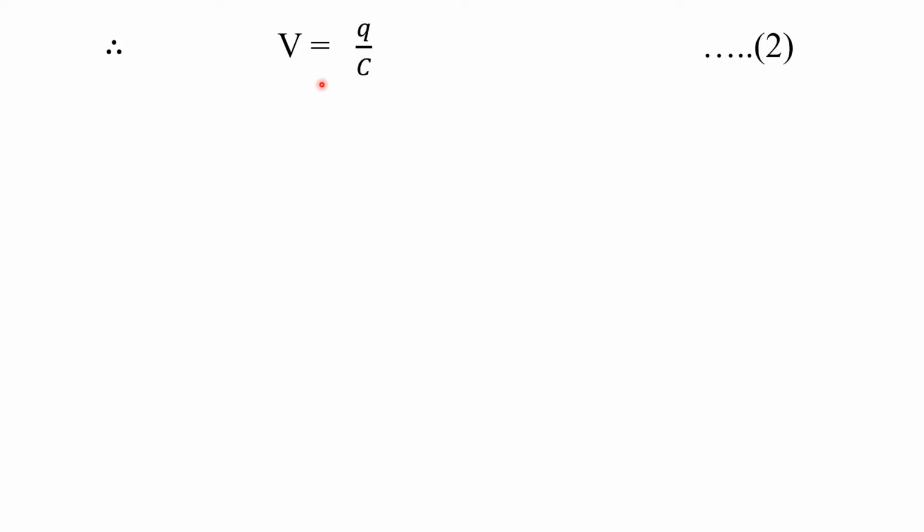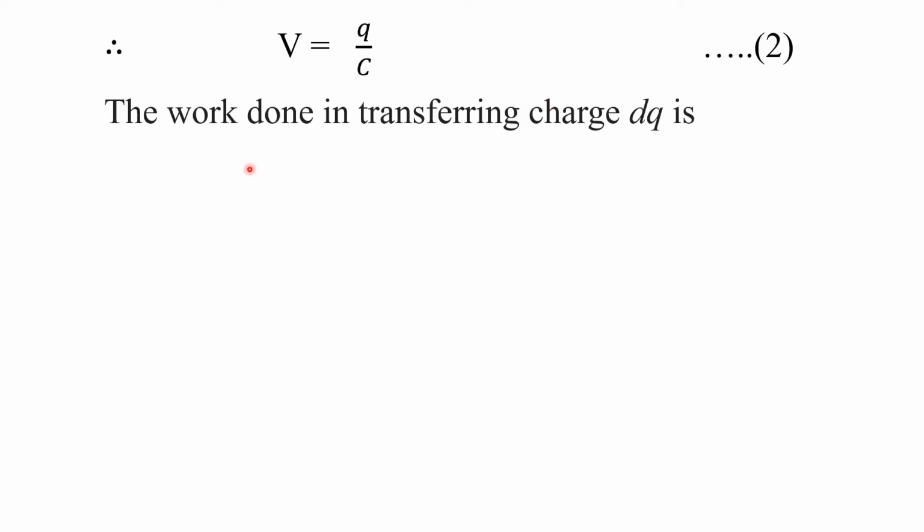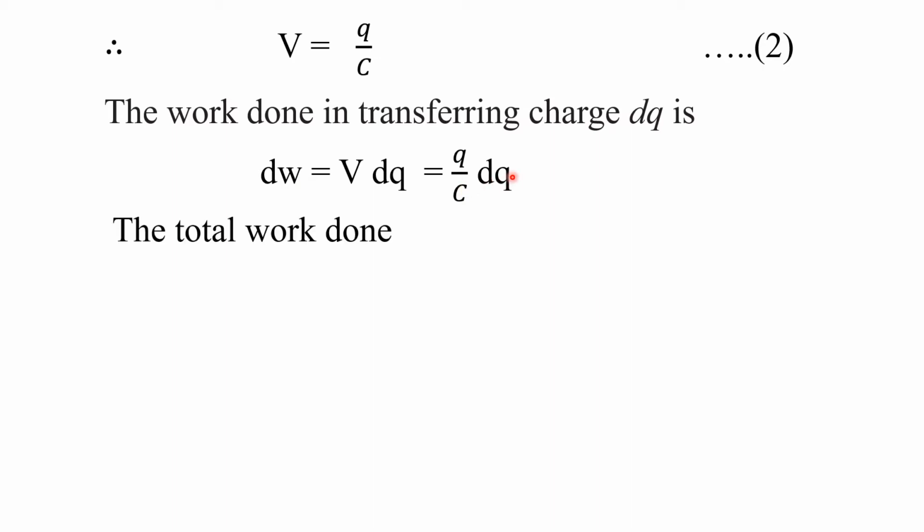Therefore, V is equal to Q by C, equation 2. The work done in transferring charge Q is given by dW is equal to V dQ. As we know from equation 2, V is equal to Q by C, we get dW is equal to Q upon C into dQ.